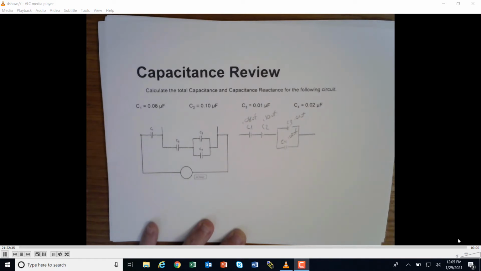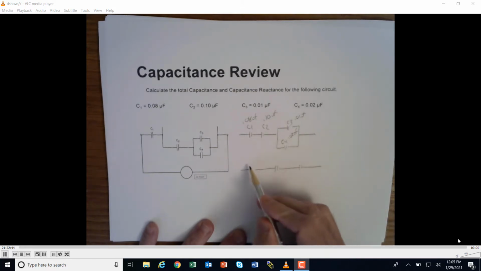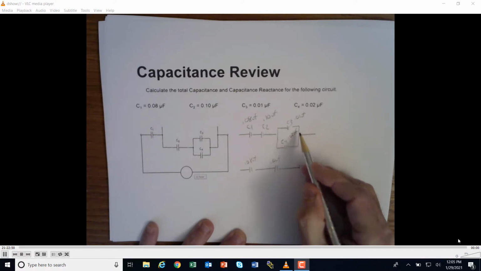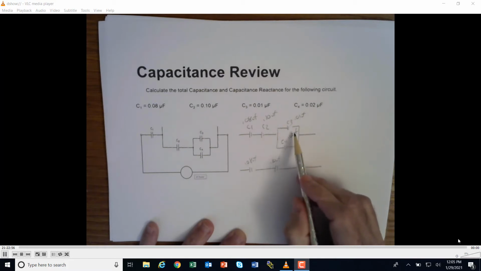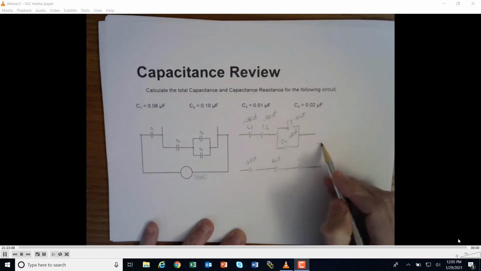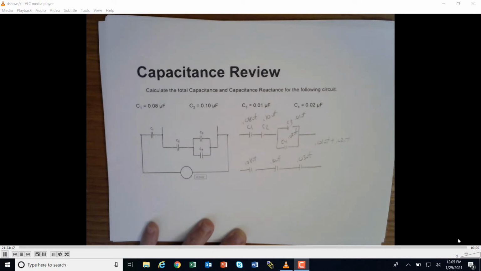Okay, so when I simplify this, what I'm going to do is similar to the way I did when I did resistive circuits. This just stays the same, 0.08 UF. This stays the same, 0.10 UF. But this one gets combined into here. Now in resistive circuits and inductive circuits, we went 1 over this plus 1 over this, got it, and took the reciprocal of that. Well, capacitors are different. Remember, in parallel, they add. So if I add 0.01 microfarads plus 0.02 microfarads, I get 0.03 microfarads. Okay, so that's the way that works.